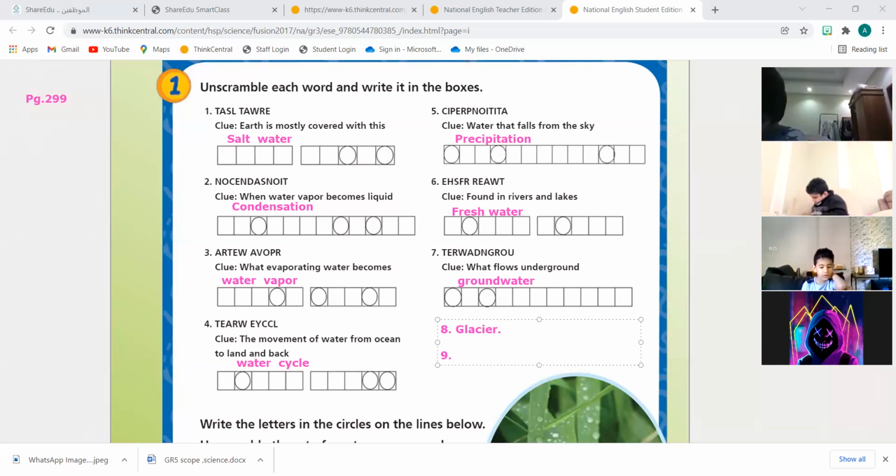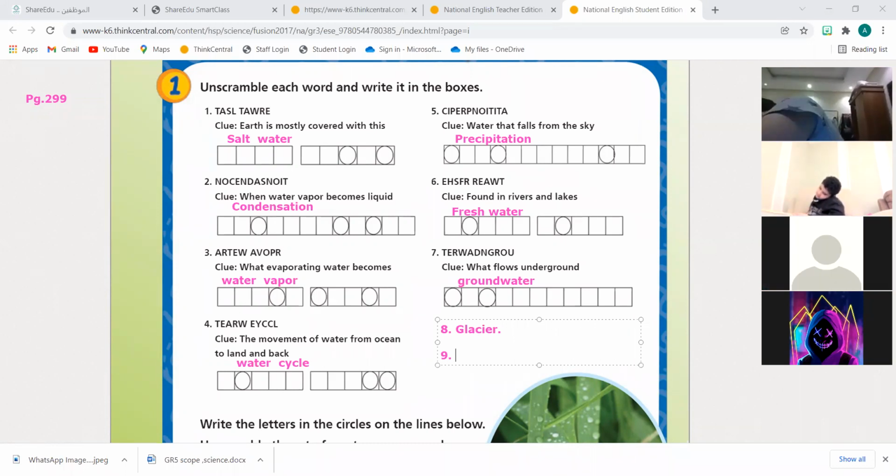We have all the answer key. I did not know that. Oh, my God. This is not cool. Oh, okay. The first page, it's fine. But we're doing 299.